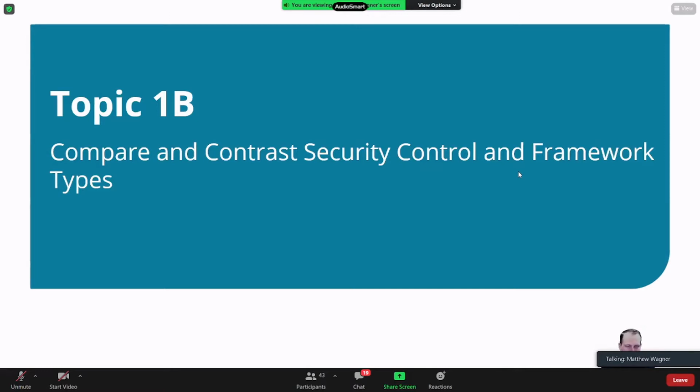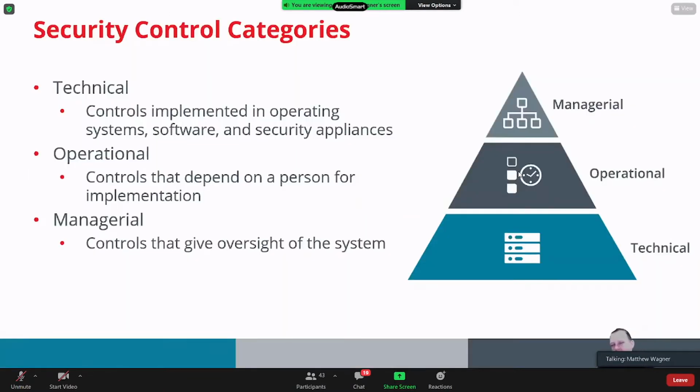Let's start with the different control categories. Managerial, operational, technical. Some slang terms, too, for each of these. Managerial is sometimes known as administrative, or just admin for short. Operational controls, sort of day-to-day things, are typically physical in nature. Sometimes some people just call operational controls physical controls. And technical controls are all inside the computer, so they're usually referred to as logical controls.